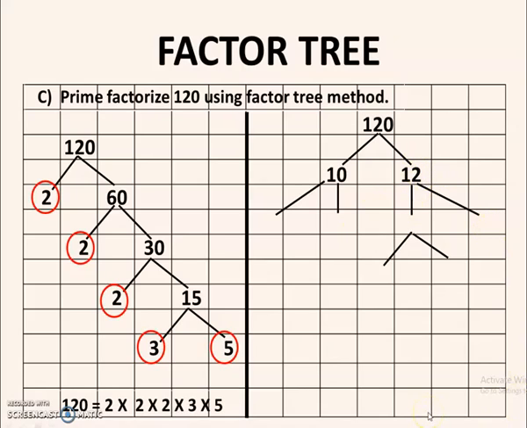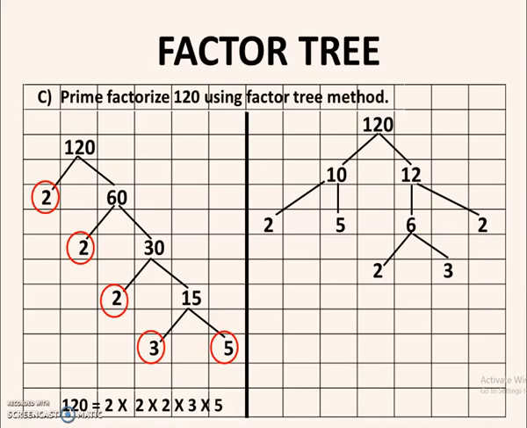So let's see. Let us factorize 10. We can take 2, and 2 5s are 10. Now let us factorize 12. 10 is already done. What can we take for 12? Yes, 6. 6 2s are 12. Now 2 is a prime number here, 5 is a prime number, 2 is a prime number. But 6 is a composite number, so we will have to factorize it further.